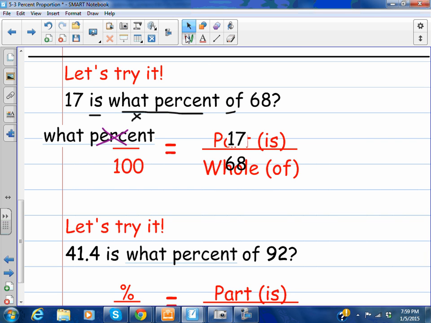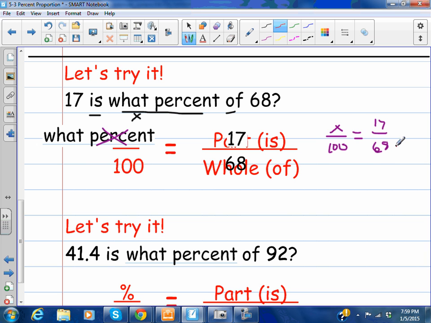Obviously, you might want to write this a little bit neater somewhere. So I'm looking for what percent, so what number out of 100 is the same as 17 out of 68. It's kind of messy. Okay, so now I'm using my cross products to solve. And I'm going to do 68 times x, it's equal to 17 times 100.